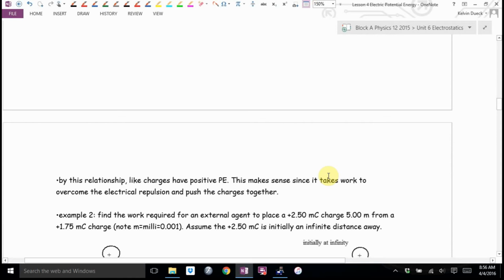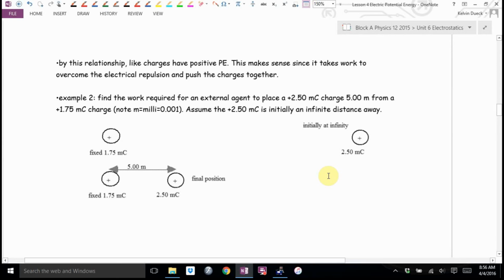All we're going to do now is show you, similar to what I did with gravity, all the different ways I can now use this potential energy equation. I did write, by this relationship, like charges have positive potential energy. Why? This makes sense because it takes positive work to start out at infinity and push that charge towards that repelling positive. So because it takes a positive amount, well, let's just run the numbers. The key idea, we're doing energy. Energy is a scalar. For the scalars, we're going to include signs.